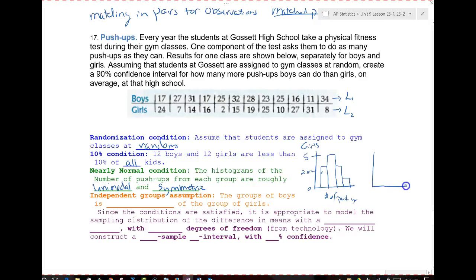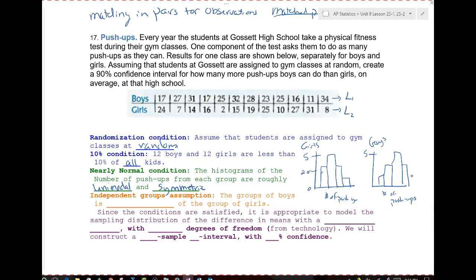Then we do the same idea for guys. Because our sample's small enough, we actually have to show our histogram. So we'd have 5 again, and this would be the number of push-ups. Is it push-ups? Yeah, I was second guessing, thinking it was pull-ups. Again, in this case, I think it looked more like this for the guys. But basically, are they unimodal and roughly symmetric? Yes. So the nearly normal condition has to be met for both of those.